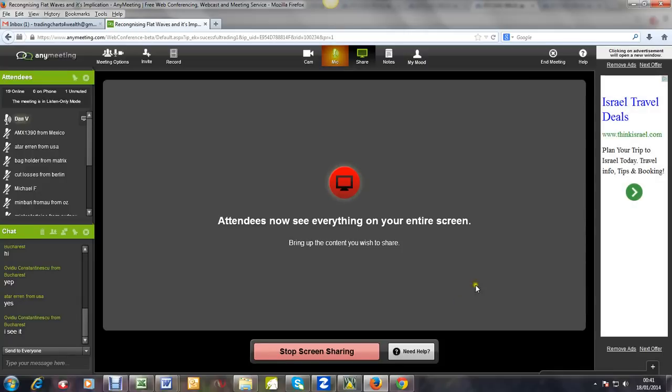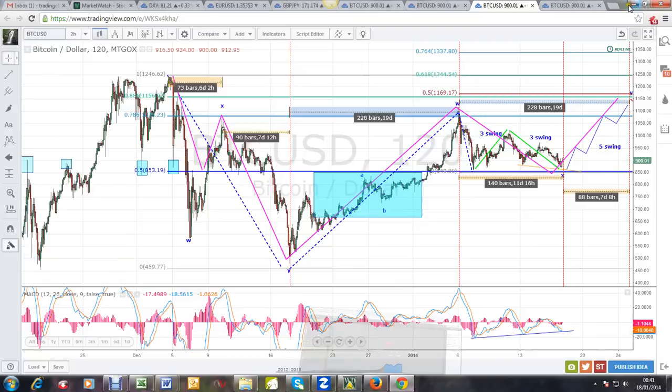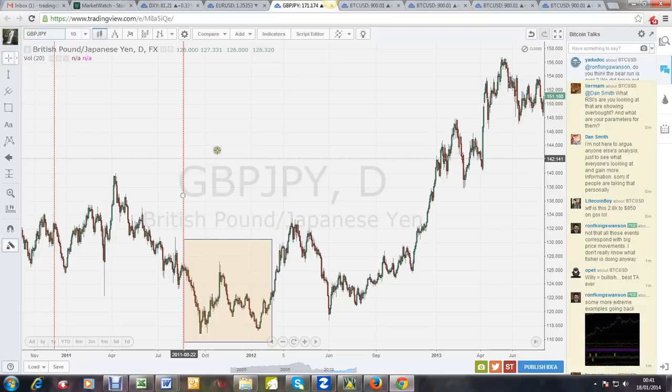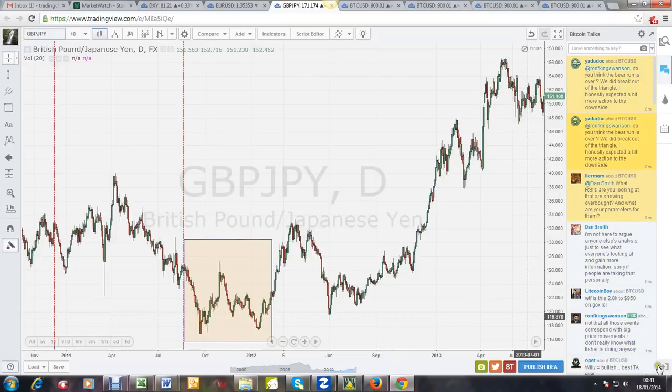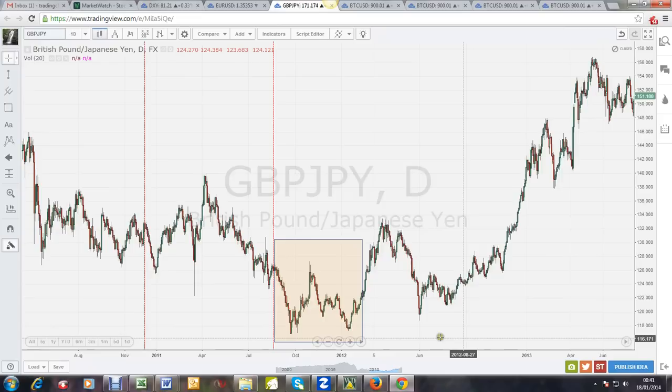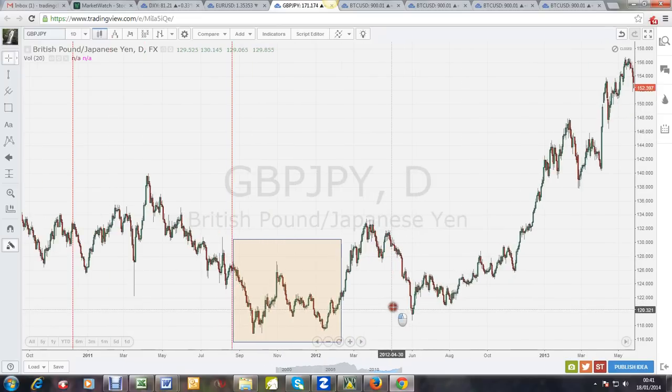Let's go over to the example I was going to use for demonstrating what the flat wave is. The example that I have here is on British pound, US dollar, yen. I'm saying that, but you can find this sort of example in many markets.